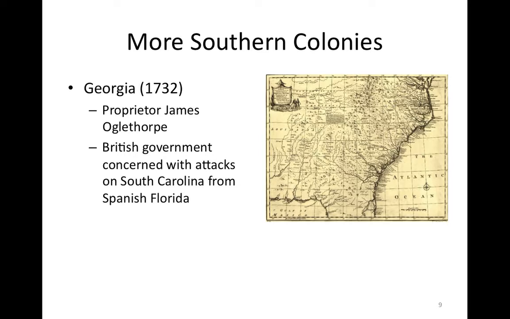The British established Georgia primarily out of concern with the presence of Spanish colonists in Florida, which they claimed as their own, and they were concerned with alliances between Spain and Native Americans in the area, and attacks on South Carolina, the very rich plantations of South Carolina, by the Spanish and the Native Americans who are often their allies. Georgia was established as a kind of buffer colony between the rich plantations of South Carolina and the Spanish Florida.